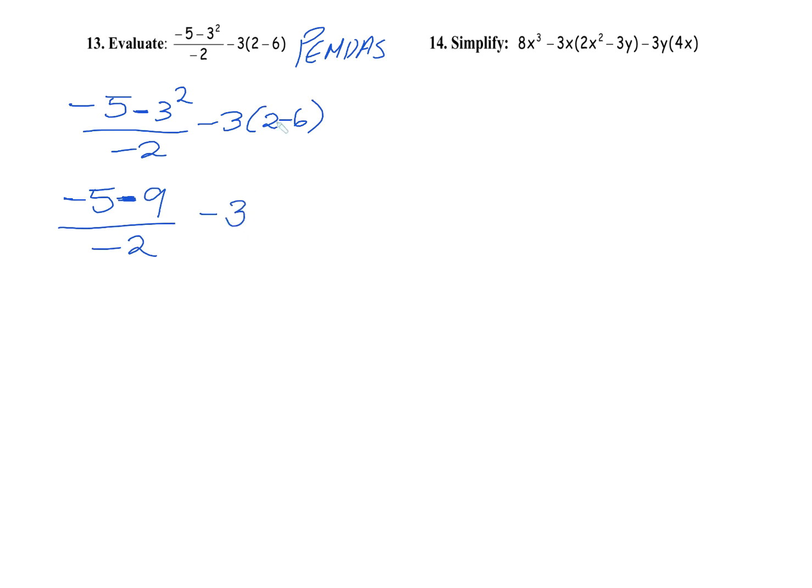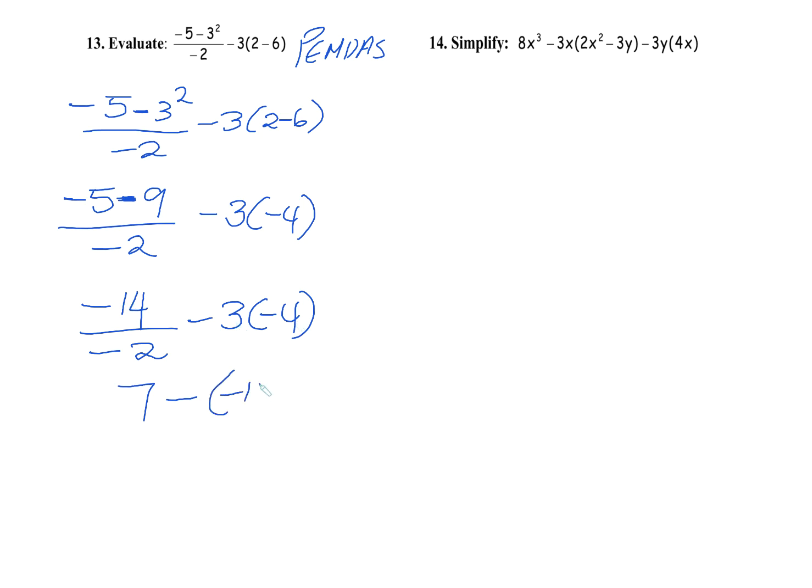Minus 3. Okay, 2 take away 6 is negative 4. If I go back over here, the negative 5 minus 9 is negative 14, divided by negative 2 minus 3 times negative 4. Negative 14 divided by negative 2 is a positive 7. Take away, and 3 times negative 4 is negative 12. And these two negatives come together and form a positive. So it's just 7 plus 12. Your answer is 19.